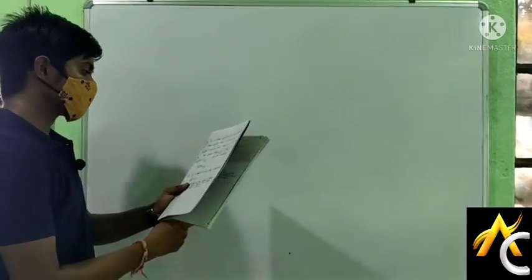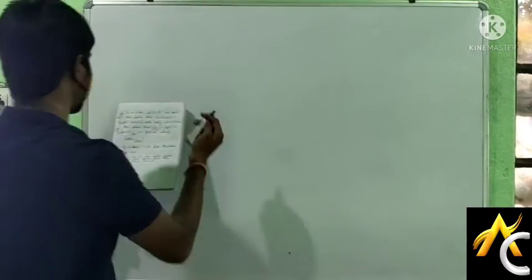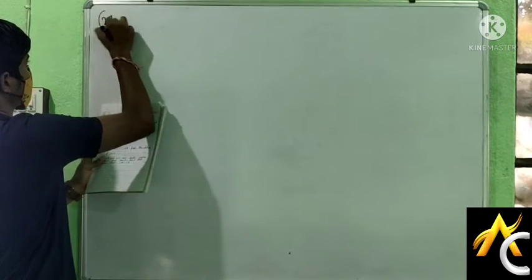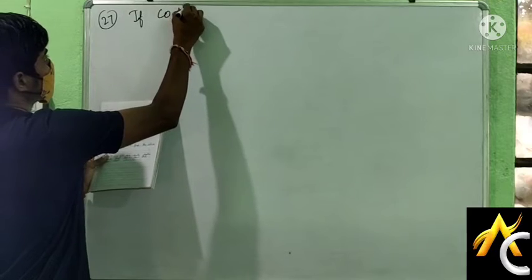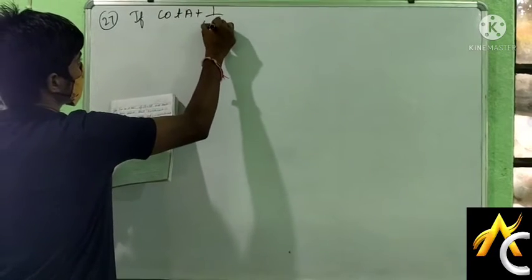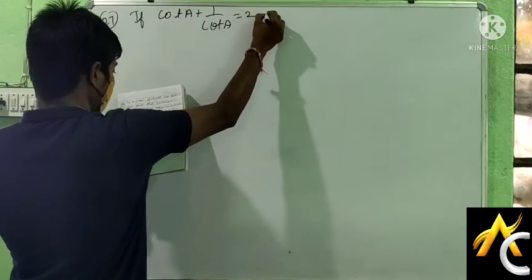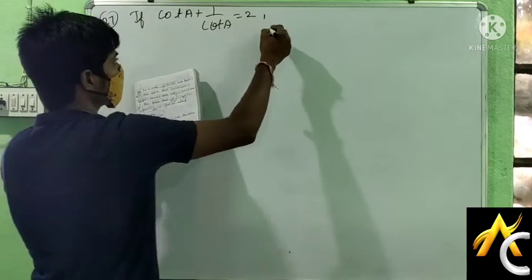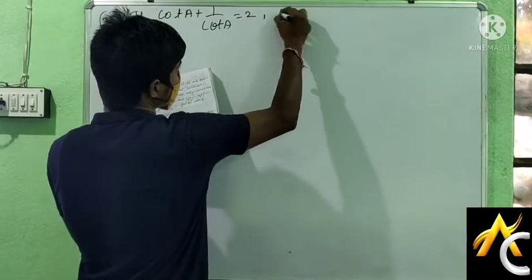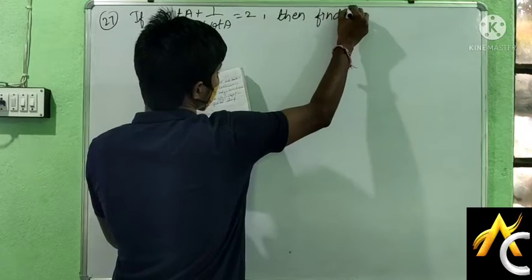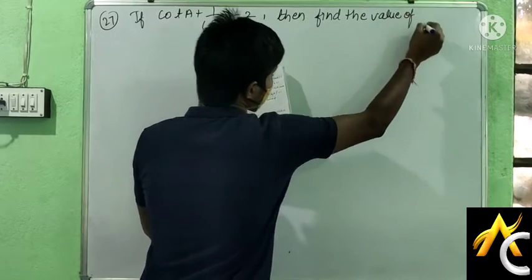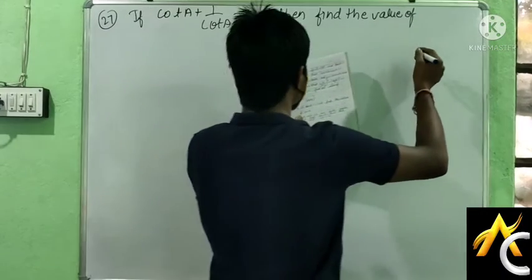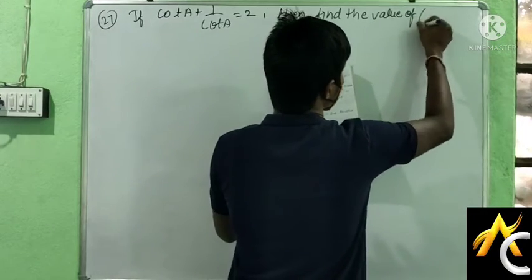Now question number 27 is: if cot A plus 1 by cot A is equal to 2, then we have to find the value of cot square A plus 1 by cot square A.